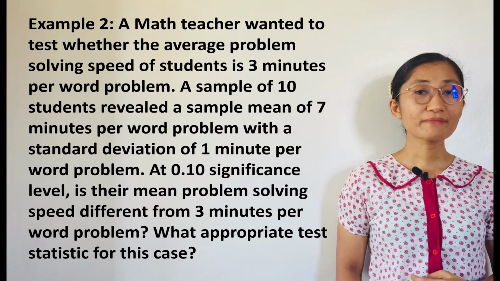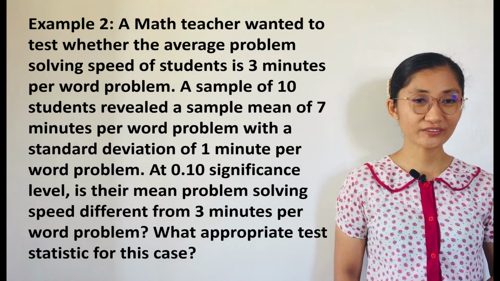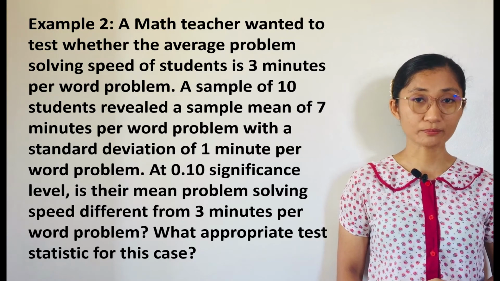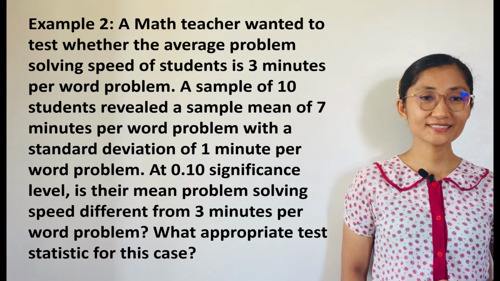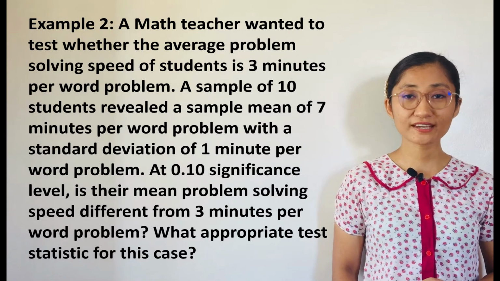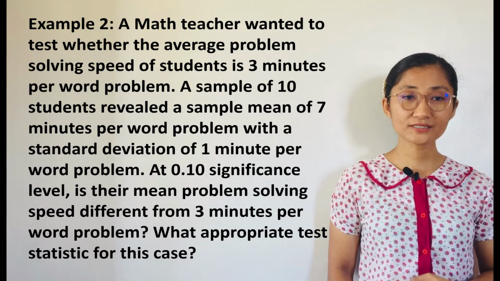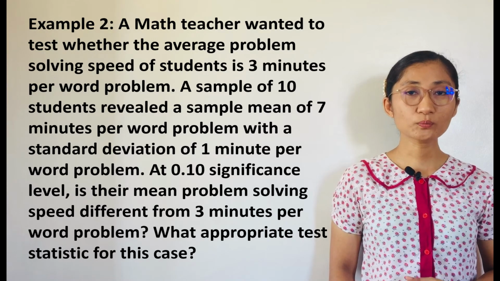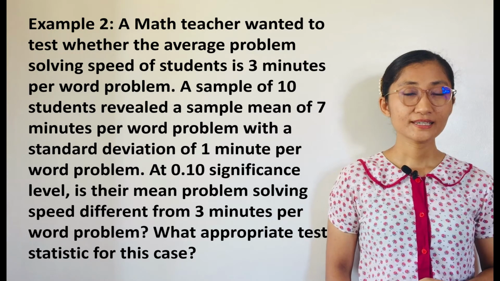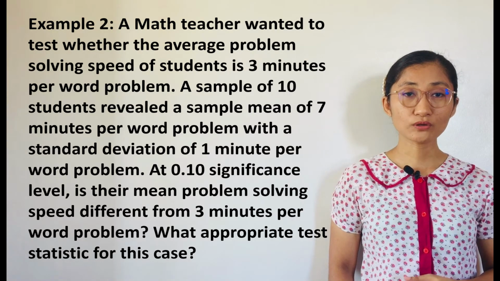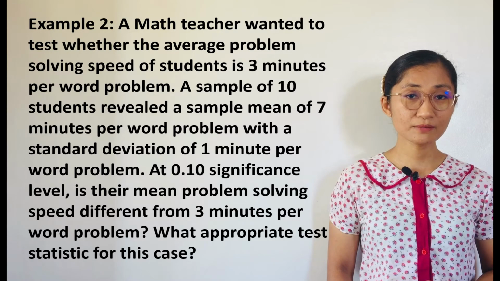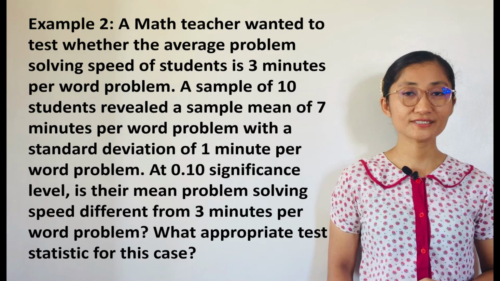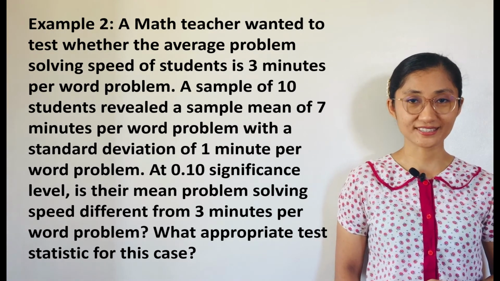Example 2. A math teacher wanted to test whether the average problem-solving speed of students is 3 minutes per word problem. A sample of 10 students revealed a sample mean of 7 minutes per word problem with a standard deviation of 1 minute per word problem. At 0.10 significance level, is their mean problem-solving speed different from 3 minutes per word problem? What is the appropriate test statistic for this case?